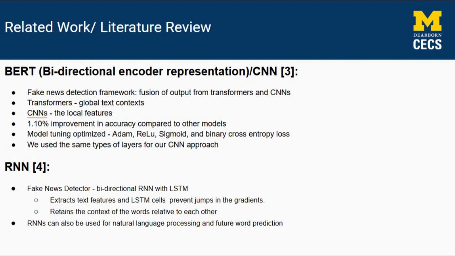In another paper, researchers created a fake news detector with a bidirectional RNN with LSTM, or long short-term memory. This extracted the text features, and the LSTM cells prevented jumps in the gradients. It also retained the context of the words relative to each other. This also has a benefit because RNNs can be used for natural language processing and future word prediction.